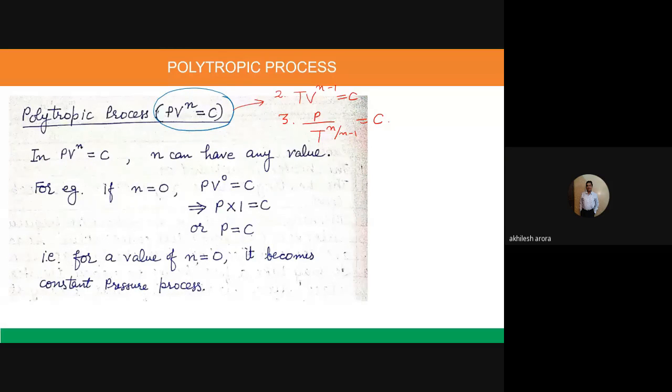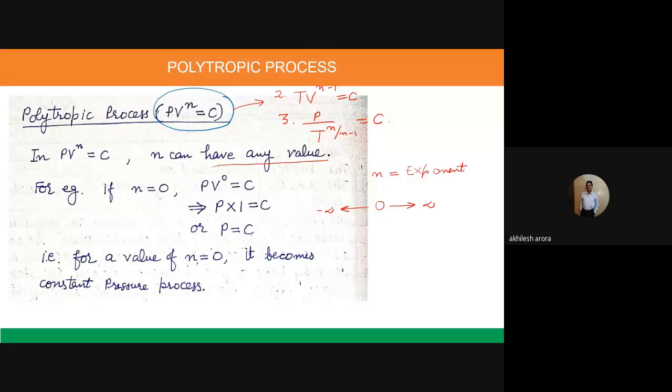Now actually, what is this value n? n is, you can say, the exponent. Okay, n is the exponent, and it can have any value. The value can vary from 0 to infinity to minus infinity. Okay, it can have any value, so n can have any value.